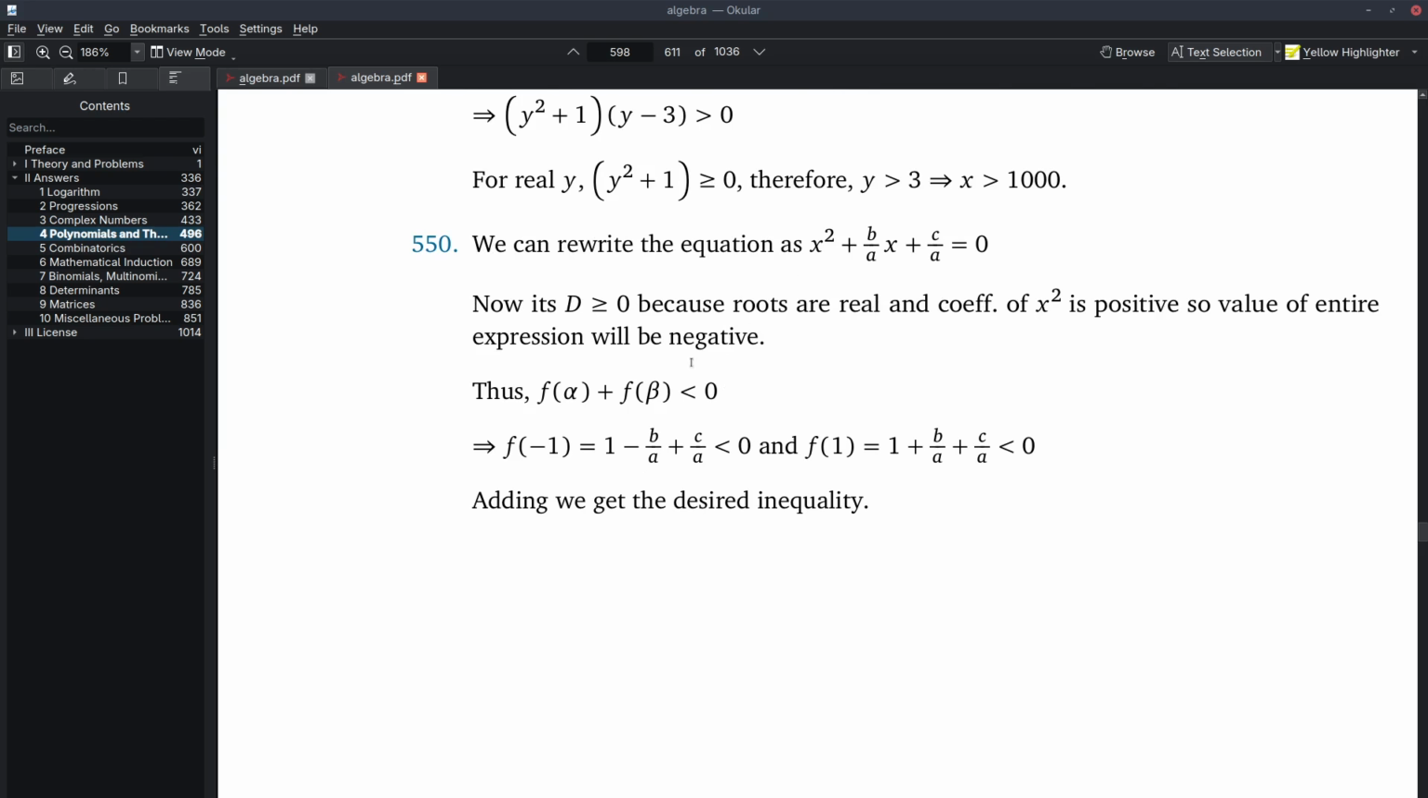Since the entire expression is negative between the roots, we can write that f of minus 1 less than 0 and f of 1 less than 0. So f of minus 1 is 1 minus b by a plus c by a less than 0. And f of 1 is 1 plus b by a plus c by a less than 0. So this you make mod, okay? Sorry, mod b by a, you then write this as mod b by a and you add them, you get the desired inequality.